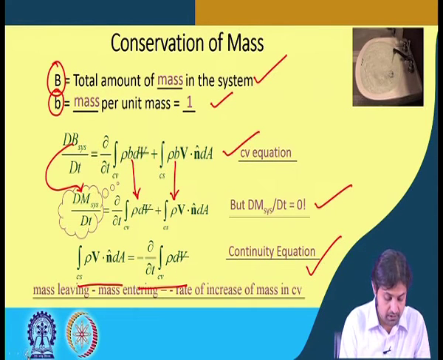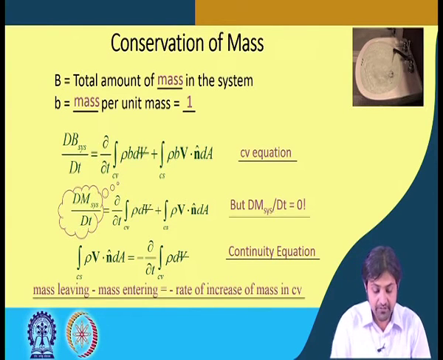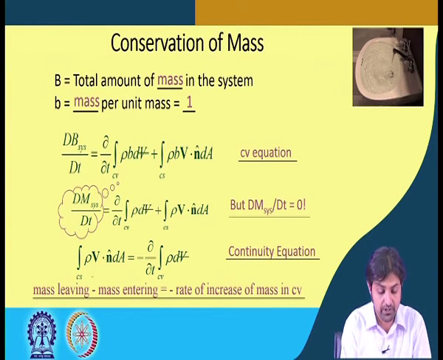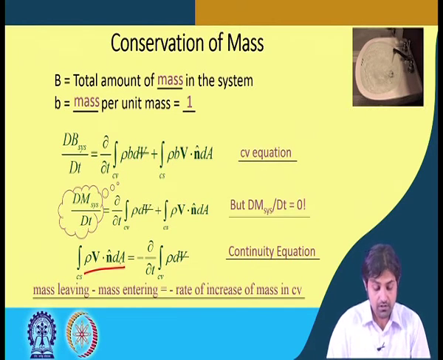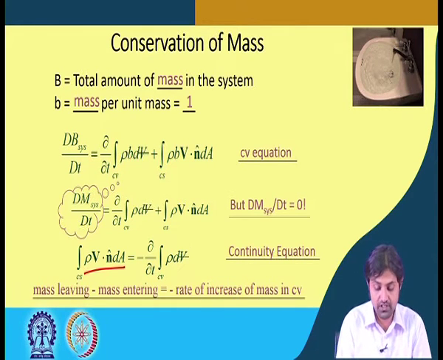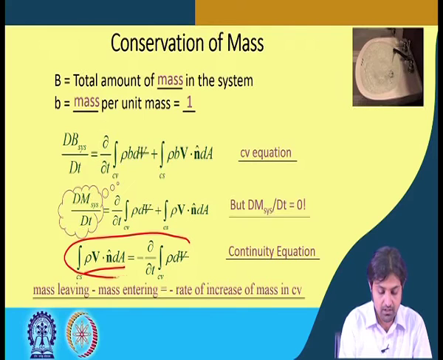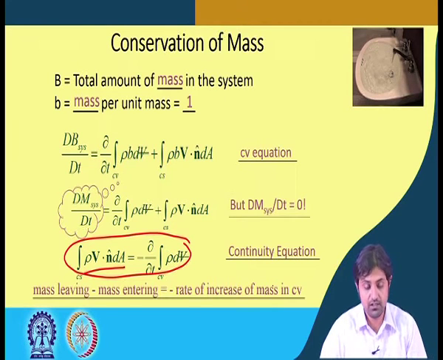So I'll just erase all the ink. So it says mass leaving minus mass entering. You remember we saw the property influx was the property leaving minus property entering. Here in this case, it is equal to the rate of increase of mass in the control volume. This equation here tells us that mass leaving minus mass entering is minus rate of increase of mass in the control volume.